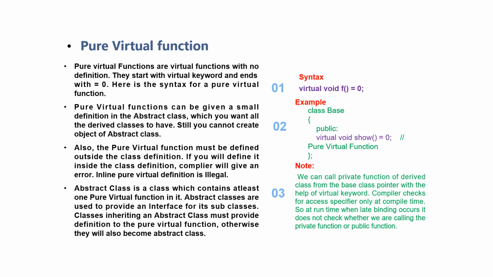It should not be defined inside the class. If you define it inside the class, then it will give an error. The pure virtual function can be given a small definition in the abstract class which you want all the derived classes to have. So still you cannot create an object of an abstract class.